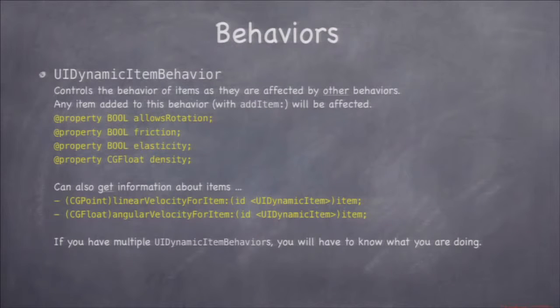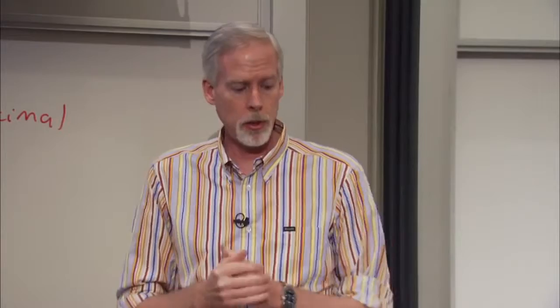So the item would be a member of the gravity behavior, it might be a member of the collision behavior, and it's also a member of a UIDynamicItemBehavior. Okay? And this controls all its options. So you can think of this as kind of like the animation options, but really it's more like the intrinsic behavior of that item. Okay? What is its density? You want that to be the same no matter what behavior is acting on it.